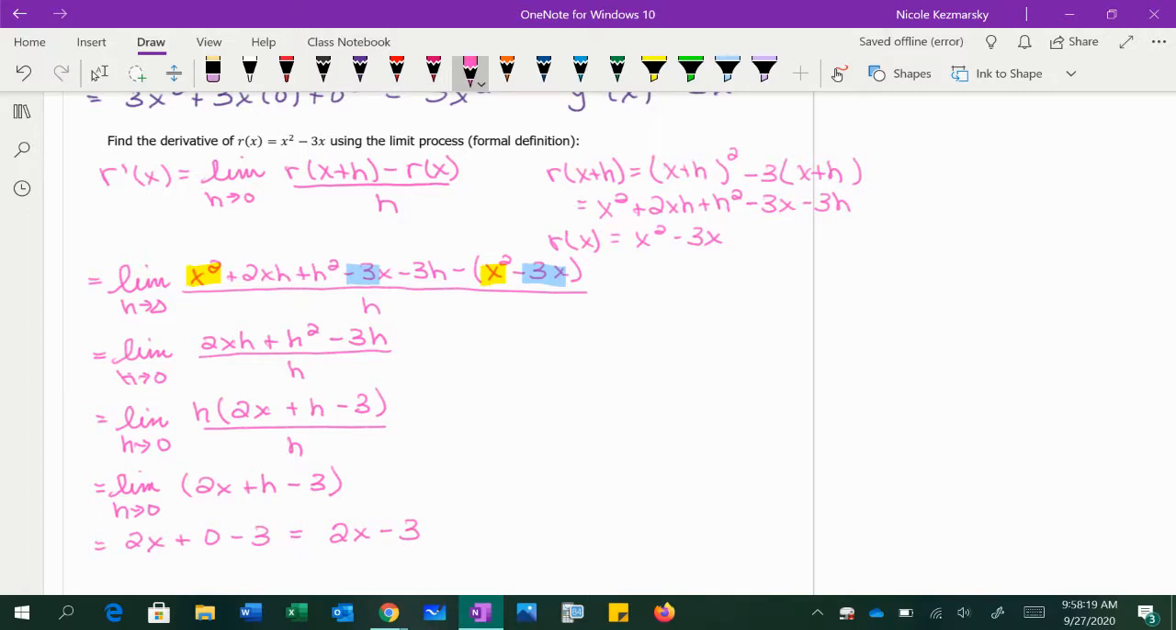Okay, and in all of these, notice h is changing, but x is staying constant. So that first point in the diagram that we had at the top of the page was staying constant, but it was the h value that was changing as we move the second point closer. So your answer should and probably will have an x in it. And so r prime of x is 2x minus 3.